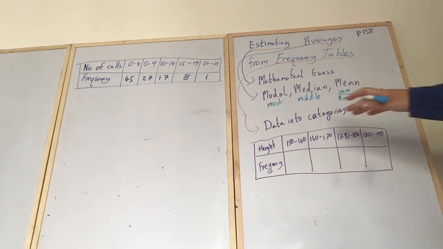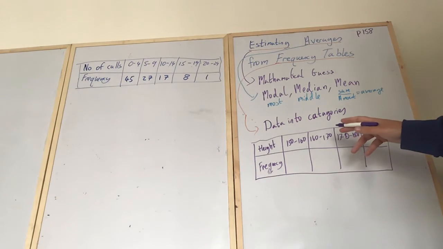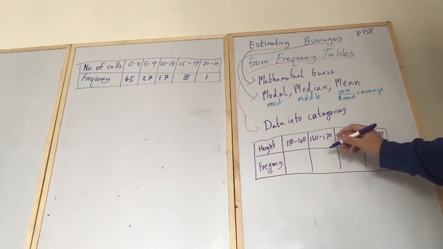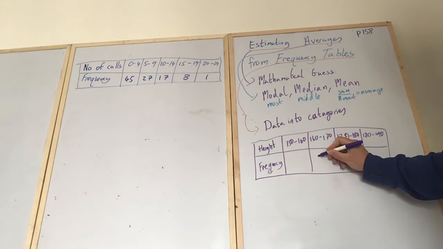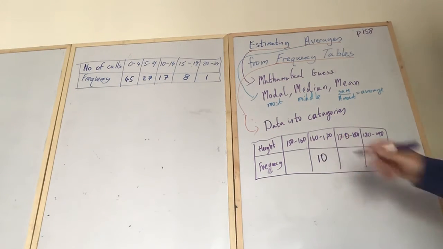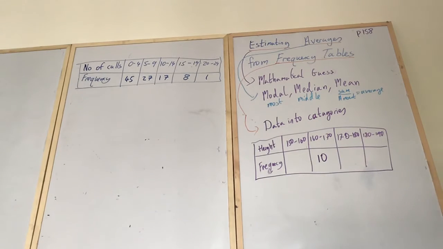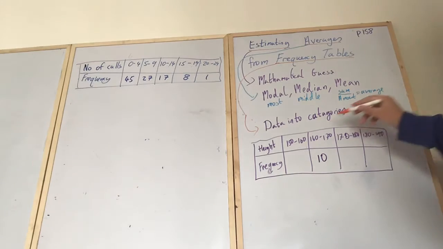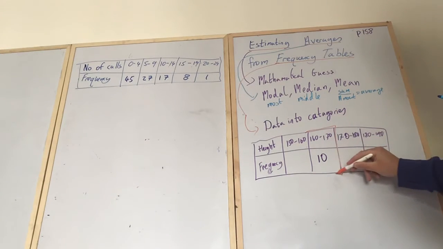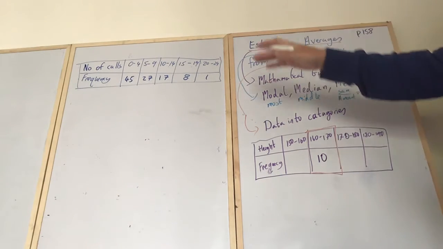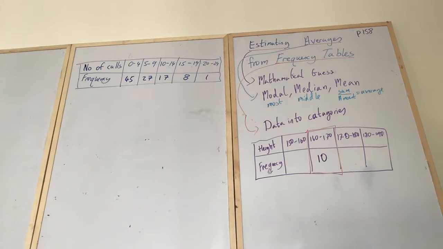So we're not going to worry too much. I'm going to put, say, between 160 and 170, imagine if I had, let's say, 10 people that are a frequency between 160 and 170. So we're just going to focus on this region here. I want to look at how we estimate the averages.